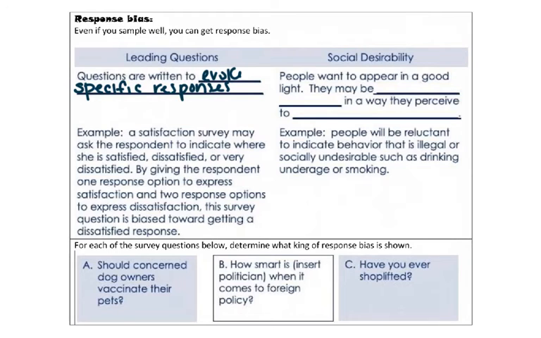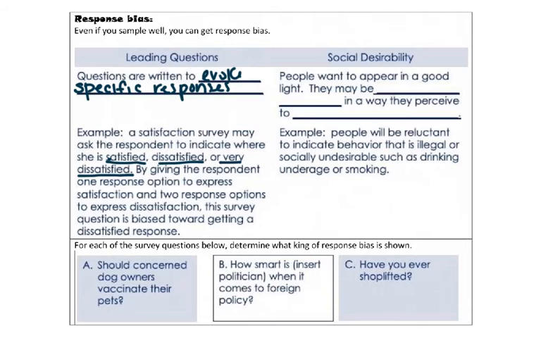So an example, a satisfaction survey may ask the respondent to indicate whether she is satisfied, dissatisfied, or very dissatisfied. By giving the respondent one response option to express satisfaction and 2 response options to express dissatisfaction, this survey question is biased towards getting a dissatisfied response. So you had 1 option for having satisfaction and then 2 for dissatisfaction. So that's why it's called a leading question.